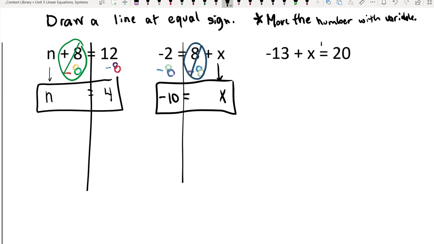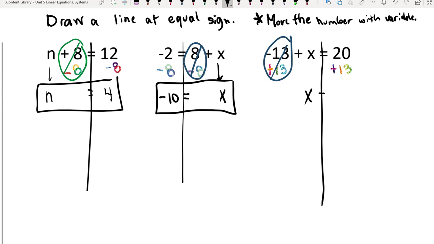Draw a line at the equal sign. Identify the number that's with your variable, and this time it's negative 13. I'm going to eliminate negative 13 by adding 13 to both sides. Negative 13 plus 13 is 0, which is going to give me this variable x isolated. It's alone now. And 20 plus 13 is 33.